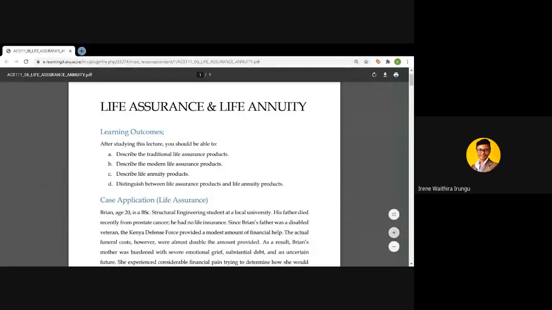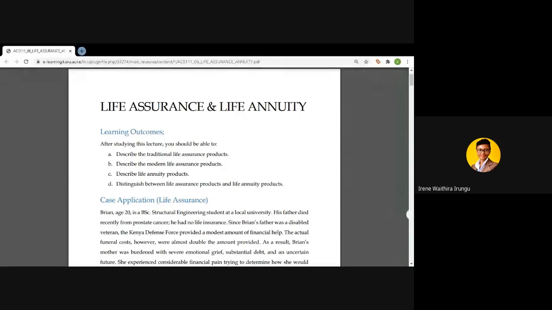So this topic will be on life assurance and life annuities, just to describe the nature of the products, so that by the end of the lecture, I should be able to describe the traditional life assurance products and describe the modern ones, also describe the life annuity and distinguish between life assurance products and life annuity products.